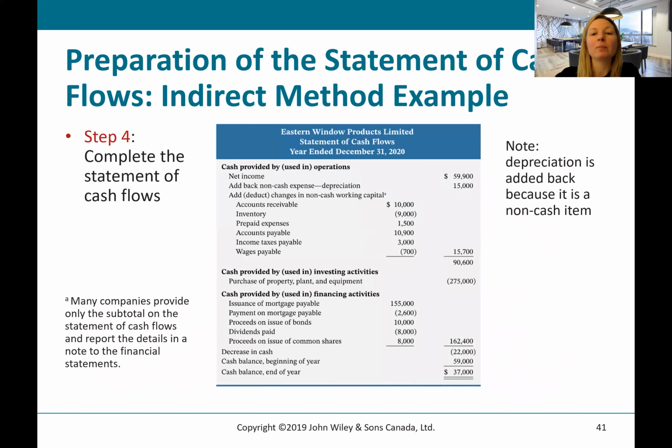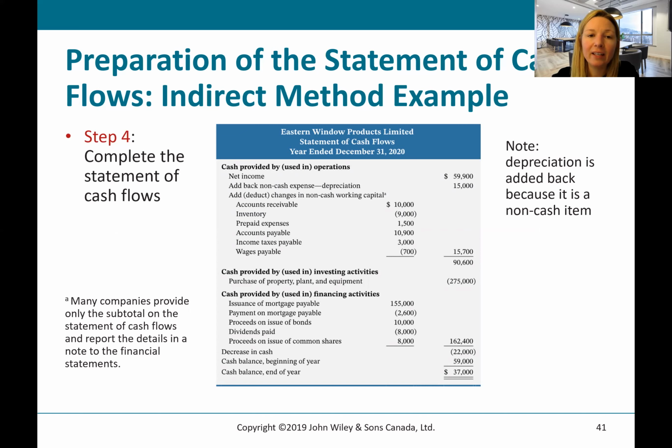Okay, and now we're going to complete our statement of cash flows. So you can see we've just fancied it up a little bit. You can see, as we know, we're using the indirect method. So we've got our net income there. Then we're going to add back non-cash expenses and changes in working capital. The headings aren't crucial here.